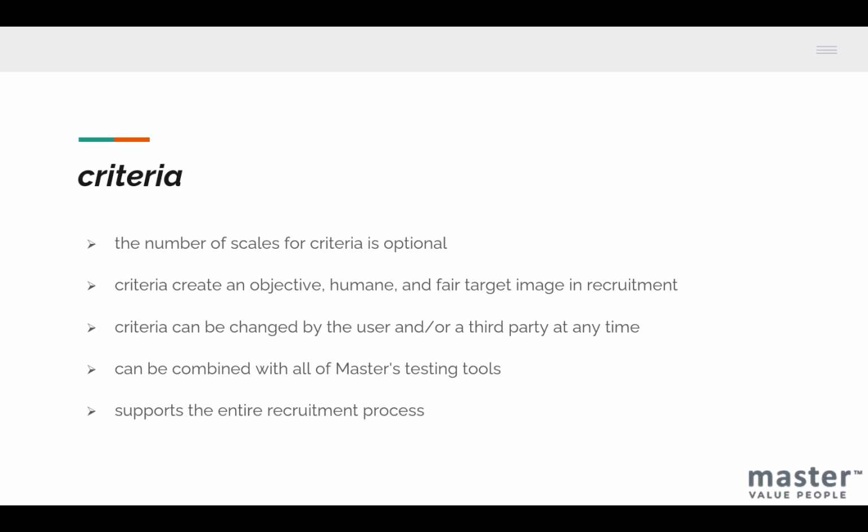When we set criteria and use them to assess candidates, we create a more objective, humane, and fair process, as all candidates are evaluated with the same tool against the same criteria. Criteria can also be adjusted throughout the process, if, for example, the job tasks change. You can apply criteria to all our tools and set up automatic workflows, such as for screening purposes. The criteria support the entire recruitment process, from the initial discussion about the job requirements, through job ad writing, evaluation, and all the way to the onboarding of the selected candidate.